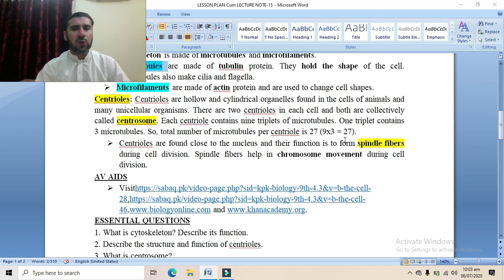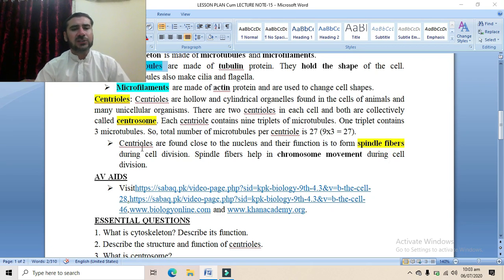Now each centriole consists of 9 triplets of microtubules. In each centriole there will be 9 triplets, and each triplet contains 3 tubules. So each centriole contains 9 triplets of microtubules, and one triplet contains 3 tubules, 3 microtubules. So the total number of microtubules per centriole is 27, because there are 9 triplets and one triplet contains 3 microtubules. So 9 multiplied by 3 is equal to 27.